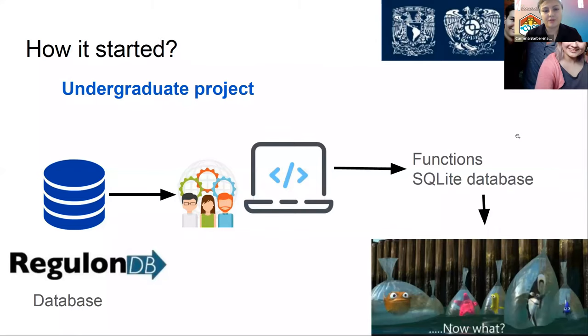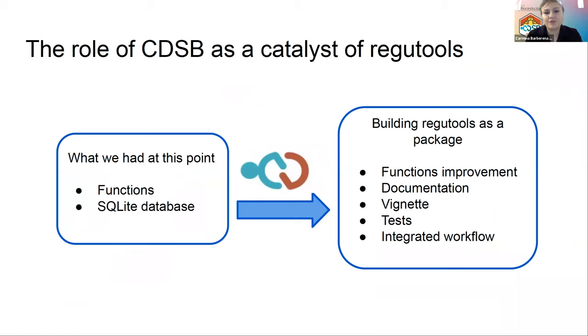So after 1 year of work, we got the functions. We were really happy. We got a version of the database in SQLite, but we still didn't have the package. And we were like in the movie Nemo, like in the ocean, with the functions. And we were like, now what? What are we supposed to do? We know that a package has functions, they work, we believe that they work, so we were kind of lost. And this is where the community comes and serves really as a catalyst and helps us make the dream true and have the package.